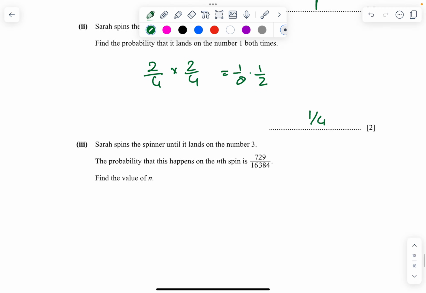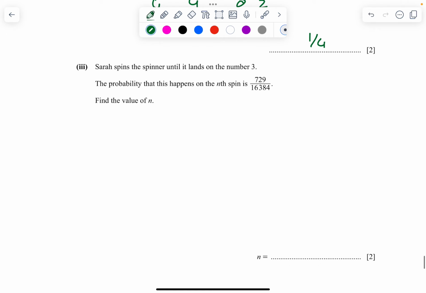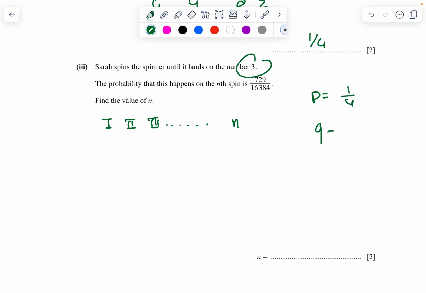Sarah spins until she lands on number 3. The probability that it happens on the nth time is 729 over the given value. Find the value of n. So it may be the first time, second time, third time, fourth time, and so on. She is not getting 3. The probability of getting 3 is 1 upon 4. Not getting 3 is 3 upon 4. So she is not getting it, not getting it, not getting it, and here she gets it. So it is 3 upon 4 multiplied n minus 1 times, and the last time she got 3, which is 1 upon 4.